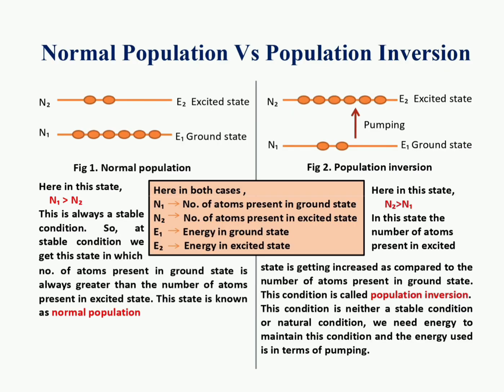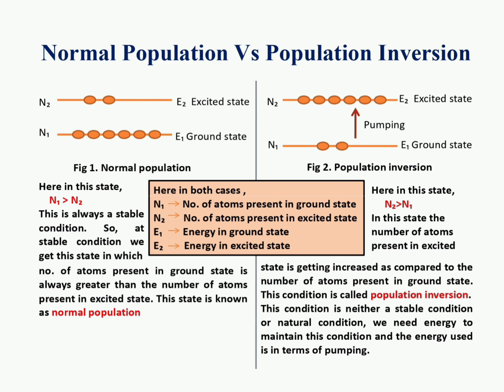Normal population versus population inversion. So let us understand what is the difference between normal population and population inversion. Here in both cases, N1 represents number of atoms present in ground state, N2 represents number of atoms present in excited state, E1 represents energy in ground state, and E2 represents energy in excited state.